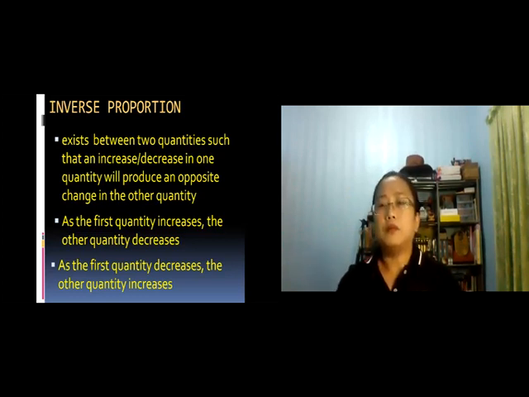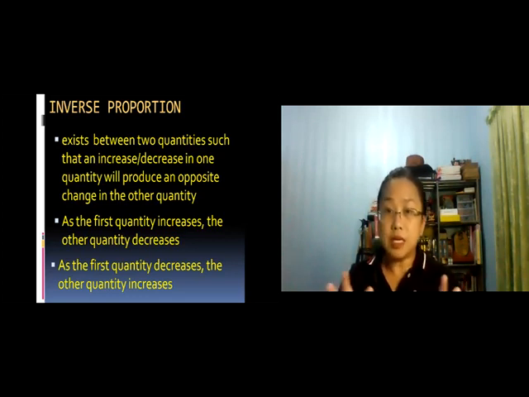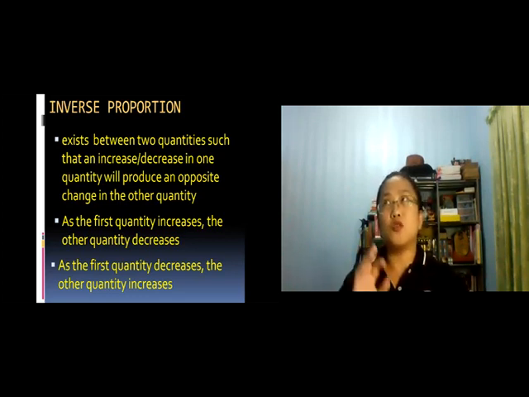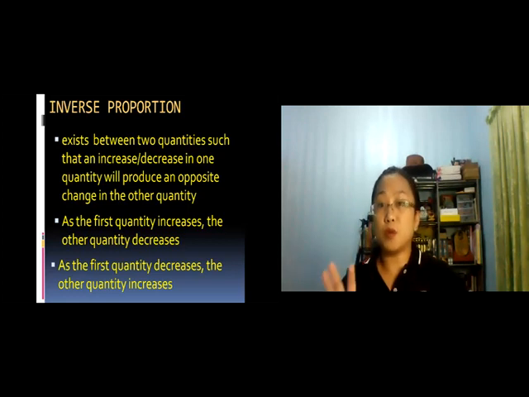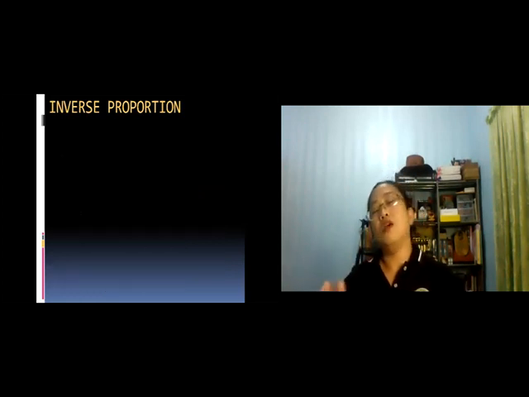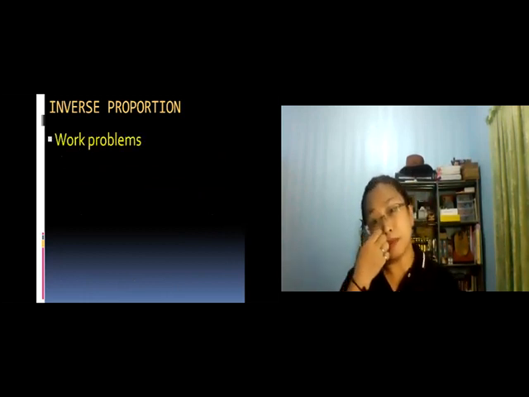Ngayon, mas mainam malaman ninyo kung ano yung mga common inverse proportion problem. Okay? So ano-ano ba itong mga common inverse proportion problems? We have some on our list. We have work problems. Okay?